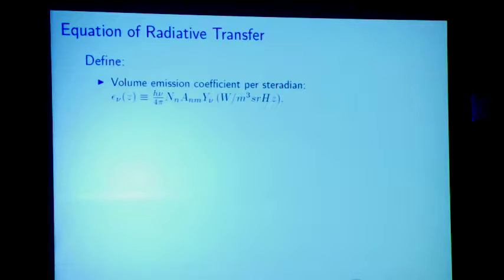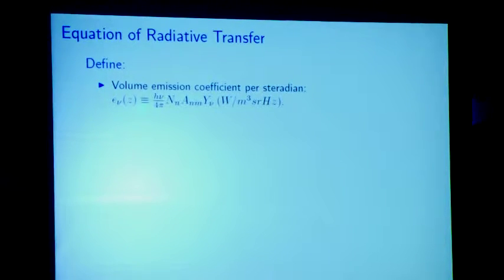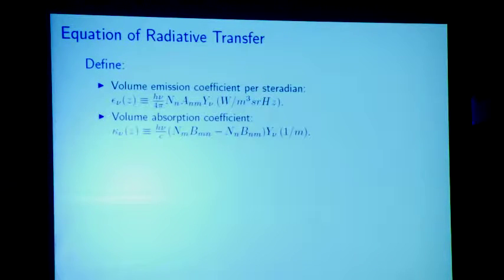Now we're going to define a few terms. We don't really need to define these terms; you could just use what I just wrote. But I want to show it to you in the form that you'll find in articles. To get in that form, you have to define some terms and manipulate the answer a little bit. So we define a volume emission coefficient per steradian, epsilon, which is really just that term that contained the Einstein coefficient, all bundled together. And a volume absorption coefficient, which was this term, which had to do with excitation.